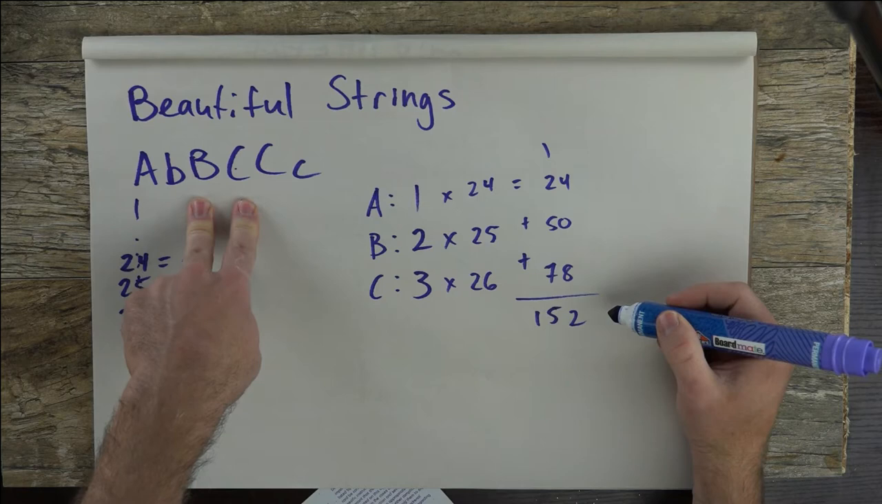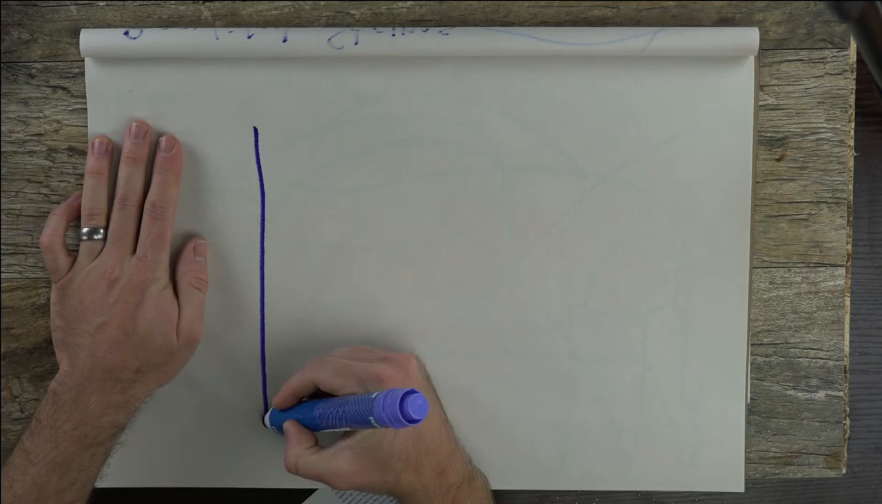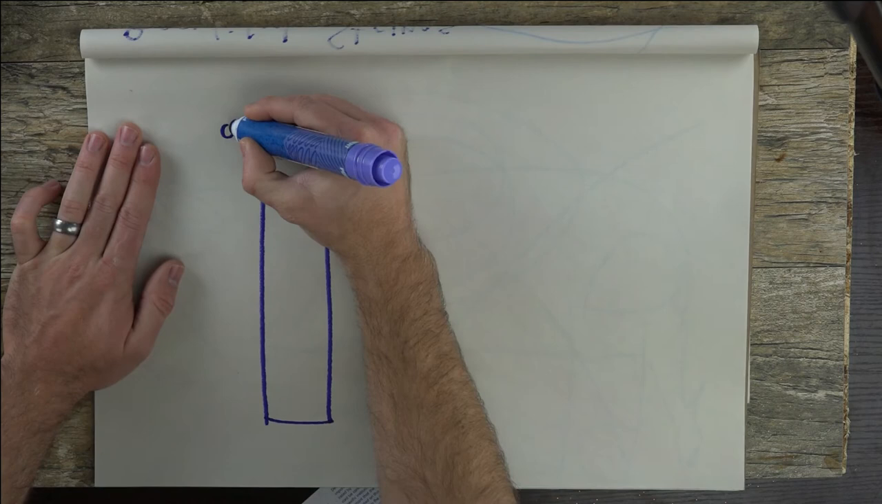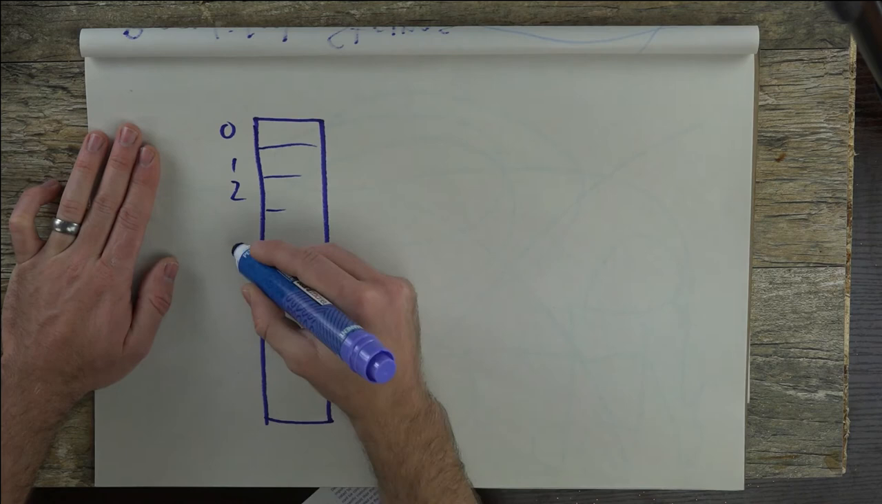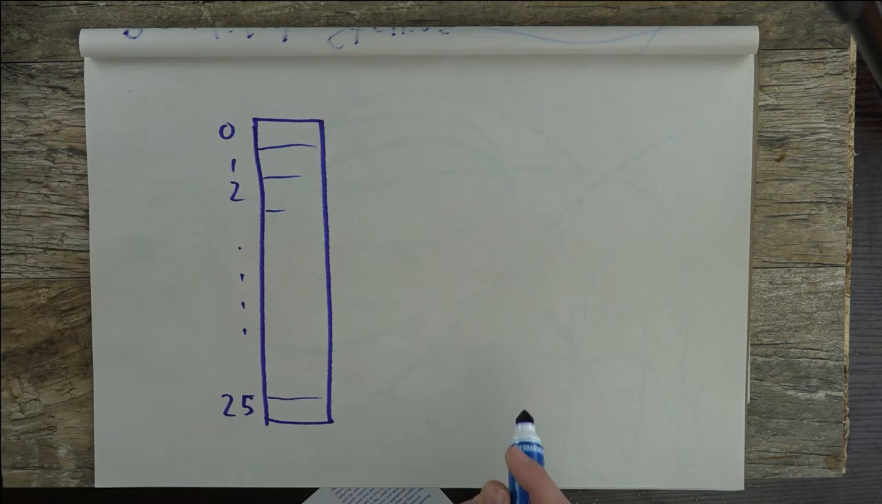So how can we do this in code? Alright. So let's figure out how we actually do this in code, that we count up the characters. Let's create a big old array here. The first item is going to be item 0, 1, 2, and all the way down to 25. Because in C, C++, we index starting at 0.